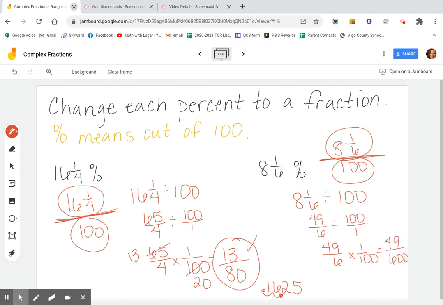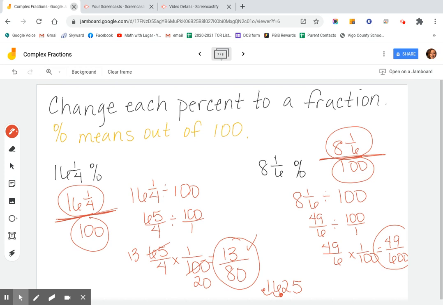That does not reduce. Again, if you want to make sure you're right, pick up a calculator. Do top divided by bottom. 49 divided by 600 is 0.0816 repeating. Scoot to the right, and it would be 8.16 repeating. That is the same as 8 and 1/6.